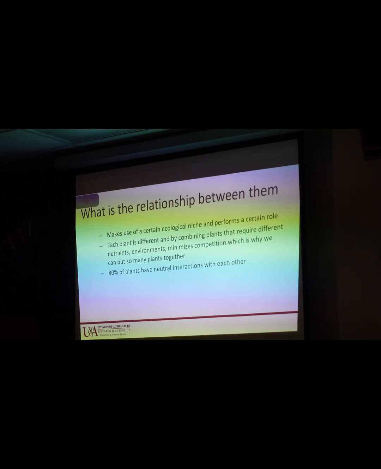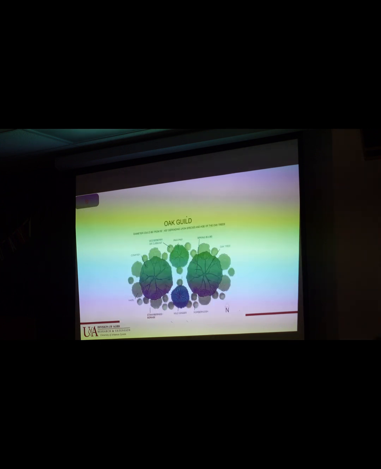80% of the plants have neutral reactions with each other. They don't harm or hinder or help. 10% of plants have positive interactions, and then the other 10% have negative. So we really want to focus on that 10% of plants that have positive interactions with each other. This is an example of an oak guild.